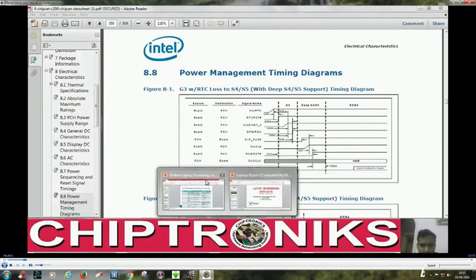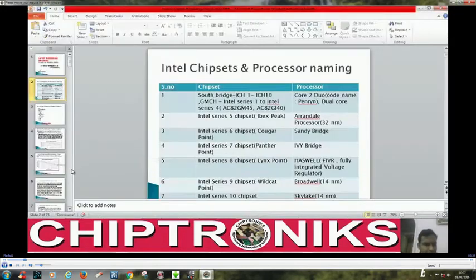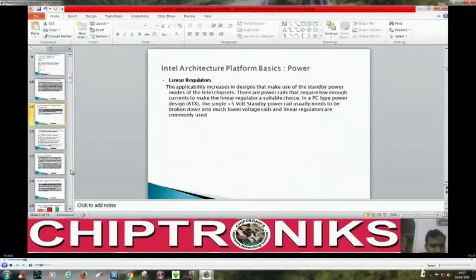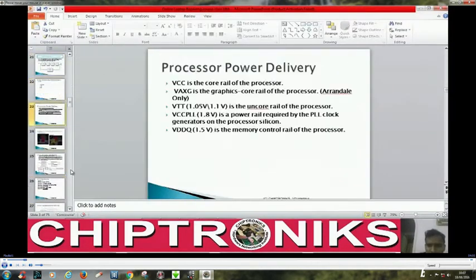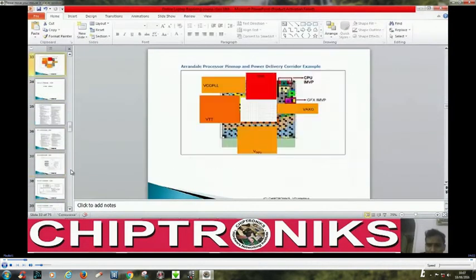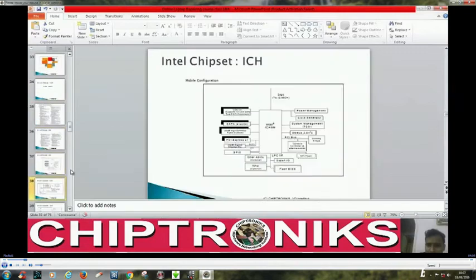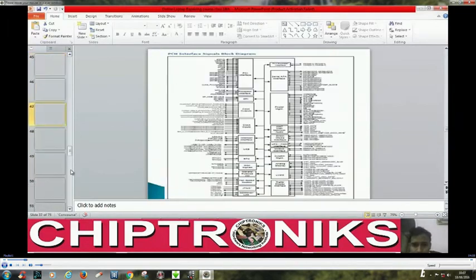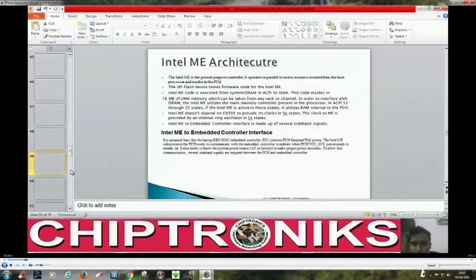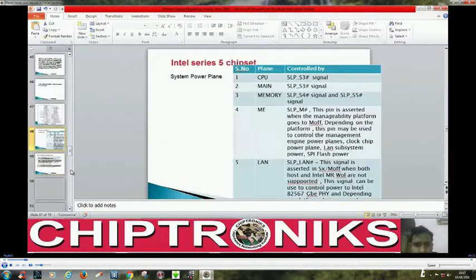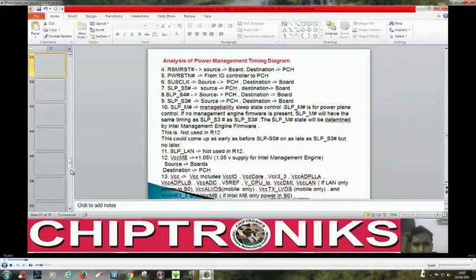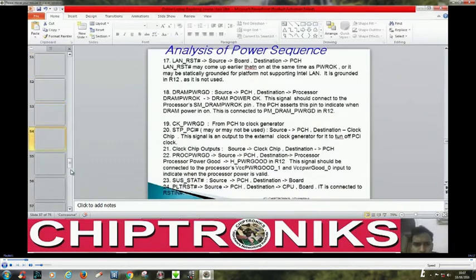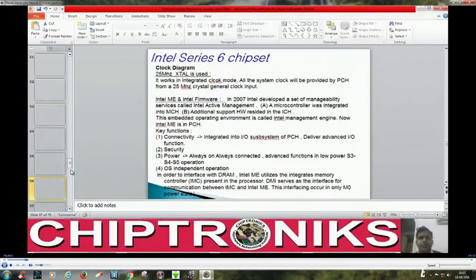and we go here. We had already covered all these slides in my previous classes. We can just revise my previous classes before attending this class. Then that would be in sequence, right? That will be in sequence. Okay, so this is the Intel Series 6 chipset.